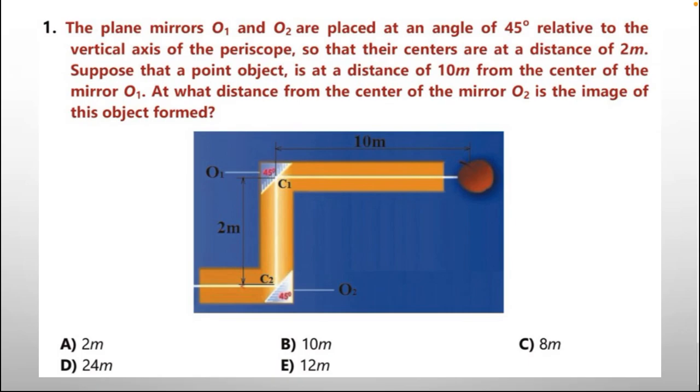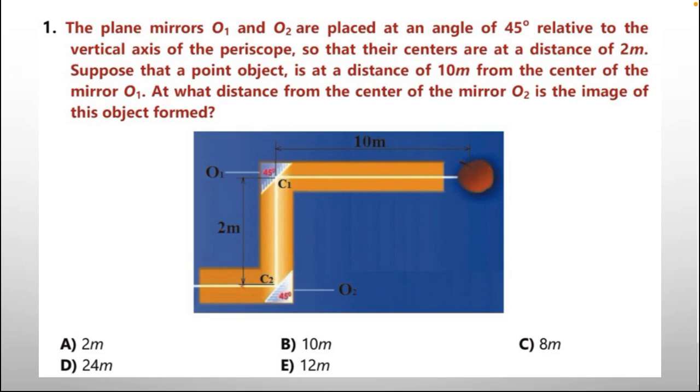The plane mirrors O1 and O2 are placed at an angle of 45 degrees relative to the vertical axis of the periscope, so that their centers are at a distance of 2 meters. Suppose that a point object is at a distance of 10 meters from the center of the mirror O1. At what distance from the center of the mirror O2 is the image of the object formed? Options A to E: 2 meters, 10 meters, 8 meters, 24 meters, 12 meters.